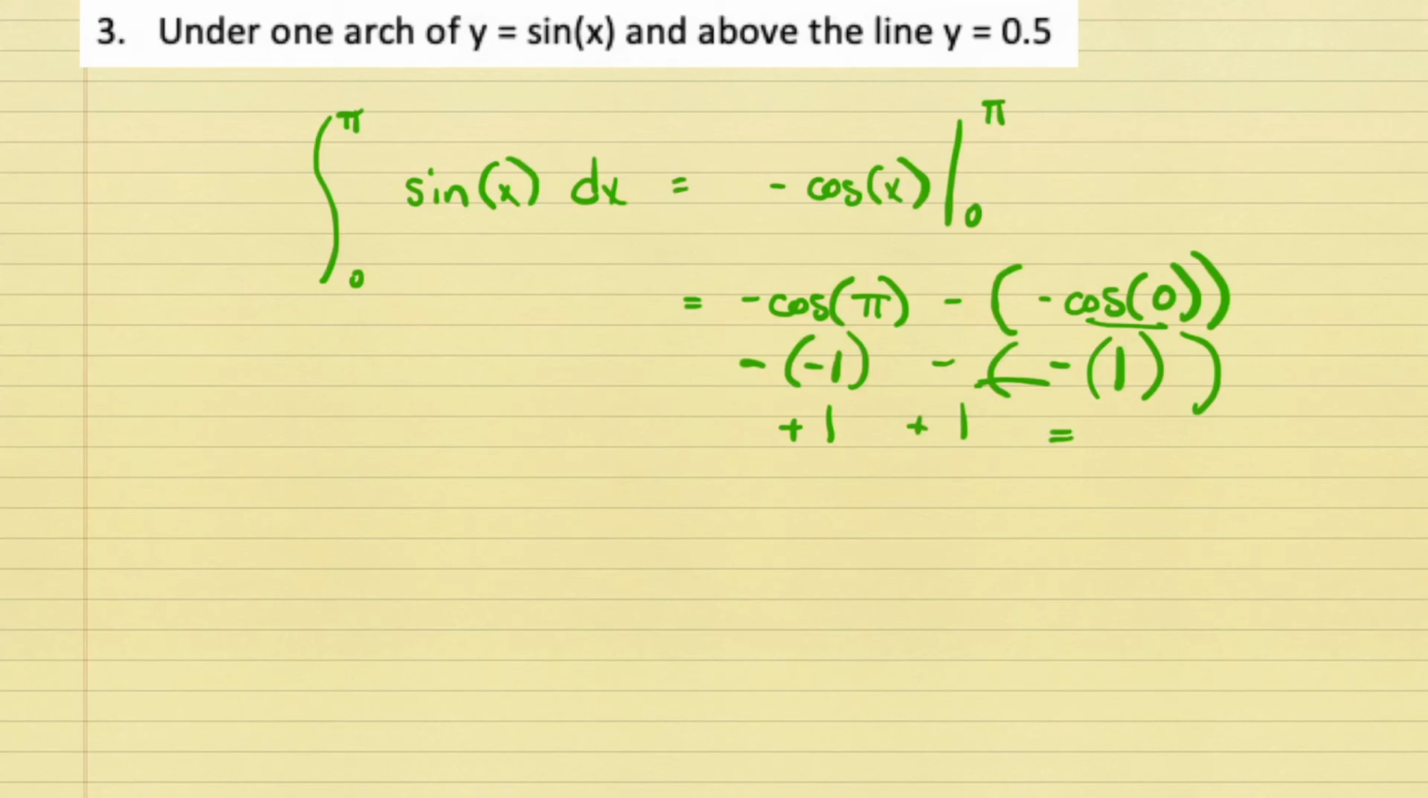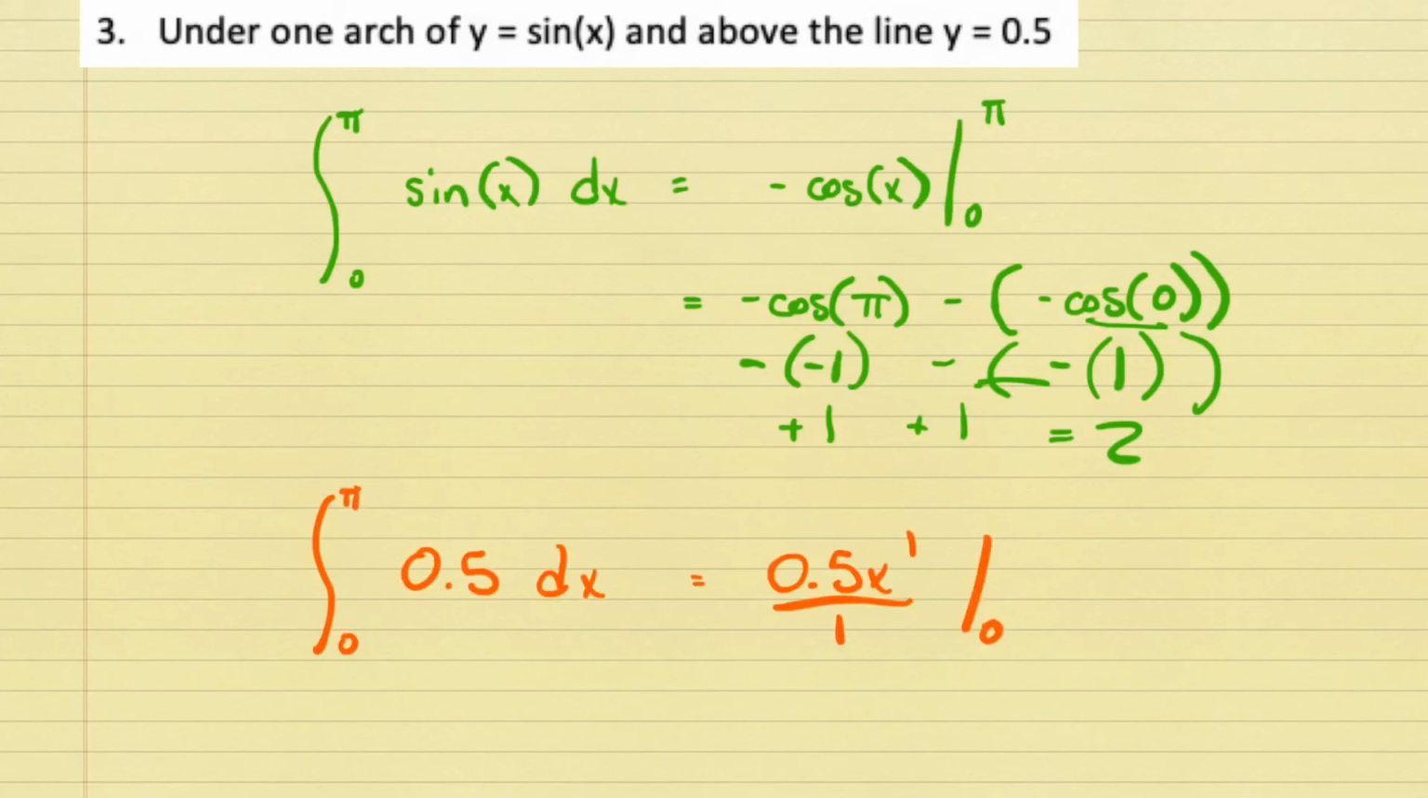Now, for the next one, we're doing the line y equals 0.5 dx from 0 to pi. Again, we add 1 to the power, so x to the first over 1, and we evaluate from 0 to pi, because there was no variable, so you had to add a variable in. That's how the power rule works. So plug in pi, so 0.5 times pi to the first power divided by 1, and if I plug in 0, it'll just be 0. So this ends up being just 0.5 pi, or half pi.